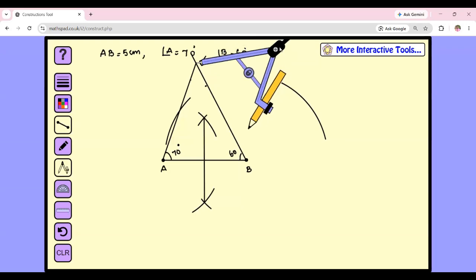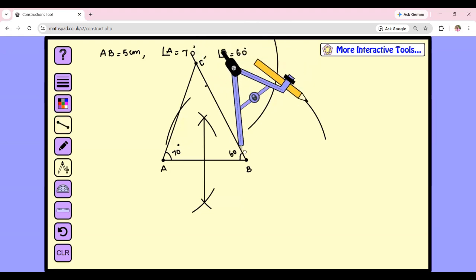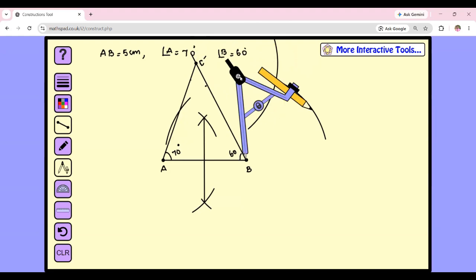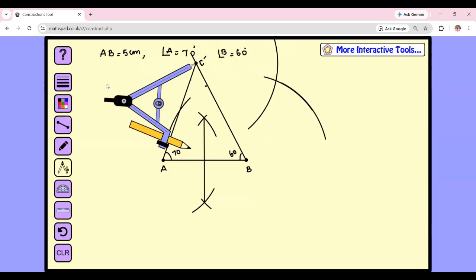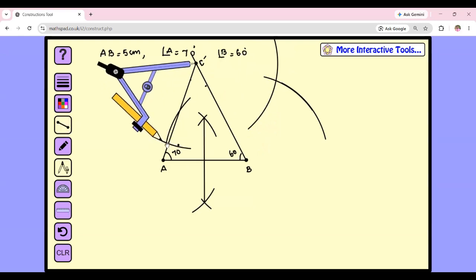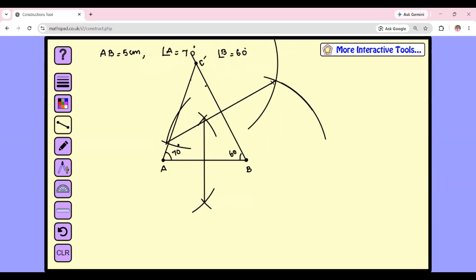If I draw an arc, it's not intersecting. So in this case, what do you have to do? Keep the pointer at B again and extend the arc so that it will intersect. Now it's intersecting. Now with the same measurement, draw an arc down also. For me it's intersecting here. Now I can just join the points. This is one point, this is another. Now this is the perpendicular bisector of BC.